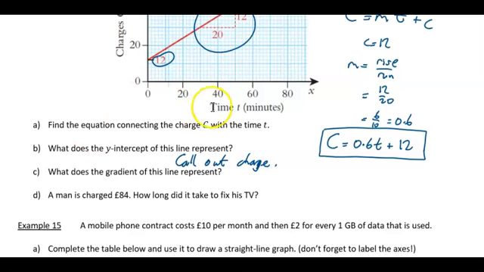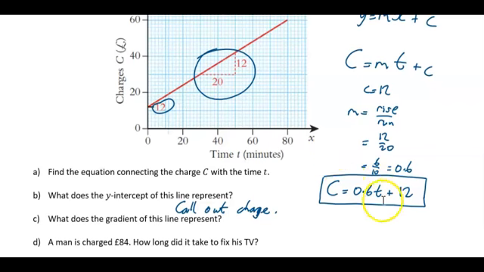Okay, and what does the gradient of this line represent? This would be the number of pounds that the person gets per minute. We'll pick a nice point on the graph to explain it. So this person's been charged £60, and the person doing the servicing was out for 80 minutes. So 0.6 is the cost in pounds per minute.